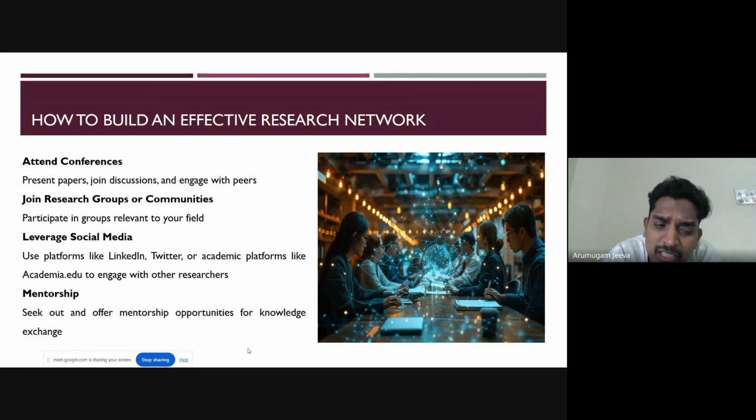And leveraging social media. You can make use of various social networking platforms like LinkedIn, Twitter, or academic social connecting platforms like academia.edu to engage with other researchers. And mentorship. You can be a mentor, and seek out and offer mentorship opportunities for knowledge exchange. I am a domain expert in various areas, and that can be offered to people sitting outside my institution, outside my region, and outside my domain. So all these are possible. This is the way we can build an effective research network in our field now.